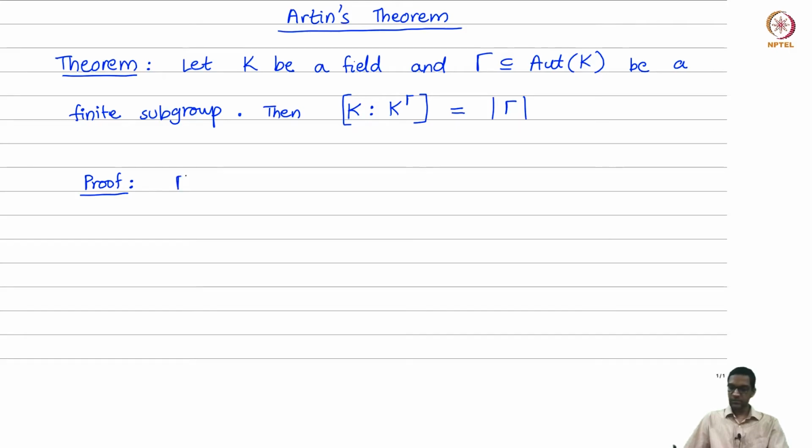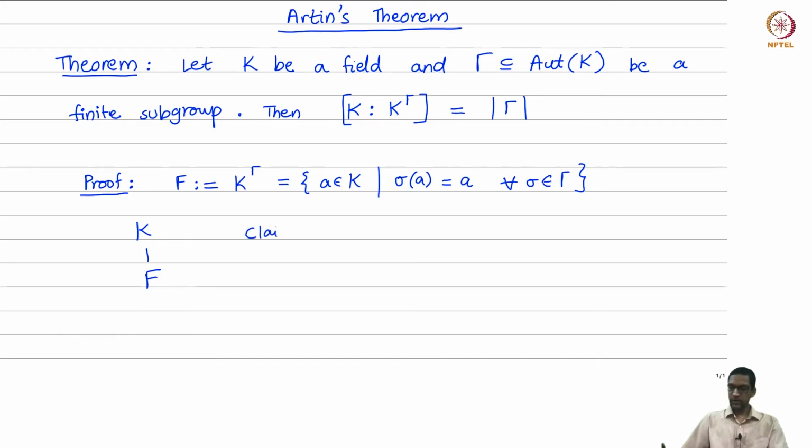Let me call this fixed field F. So let F denote the fixed field K^Γ, which is the set of all elements a of K such that σ(a) = a for all σ in Γ. Recall it's a subfield. So let's look at the extension K over F, and we will establish the theorem in two parts. We will establish inequalities in both directions.